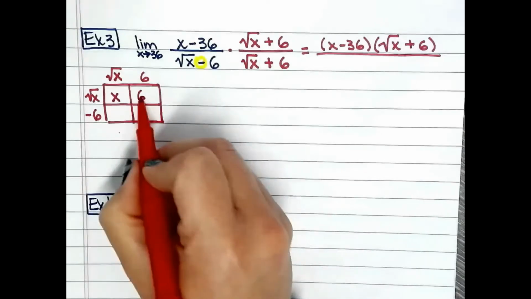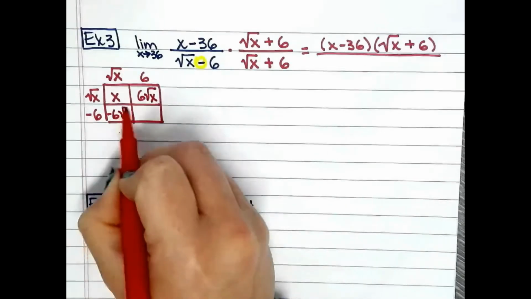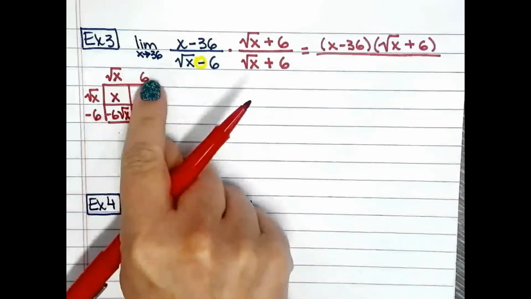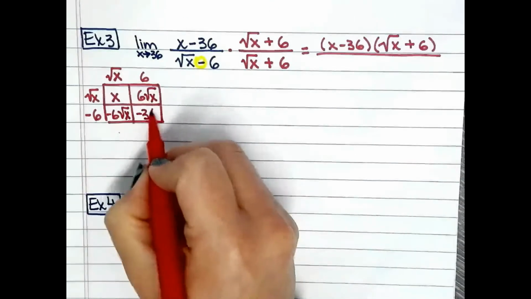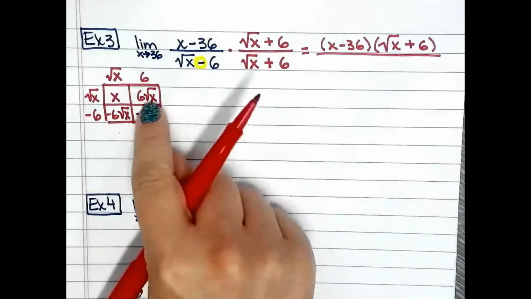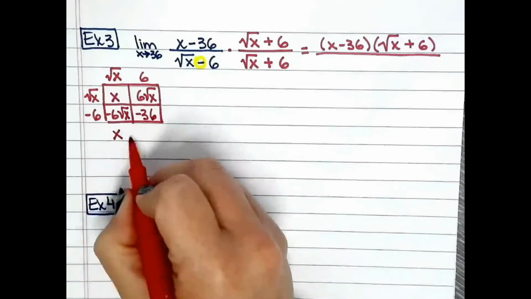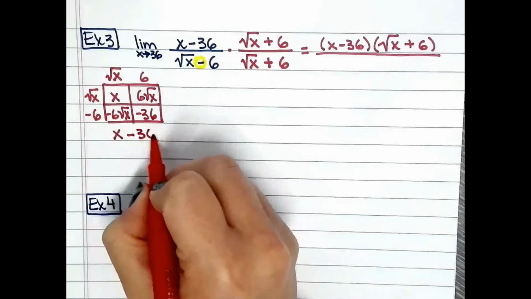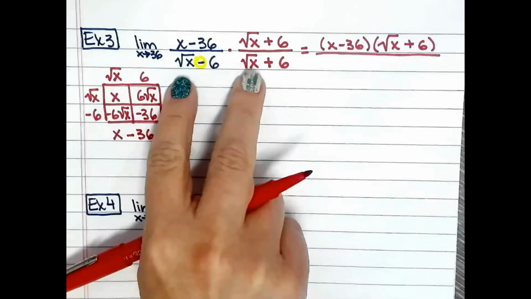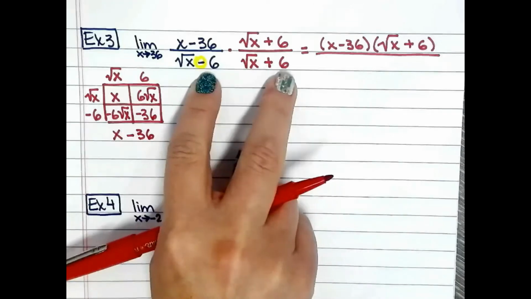Here we have 6 square root of x. Here we have negative 6 square root of x. And here we have negative 36. So when you combine negative 6 square root of x with positive 6 square root of x, you have 0. So here you just have x minus 36. You will be able to come up with the relationship right there real quick.